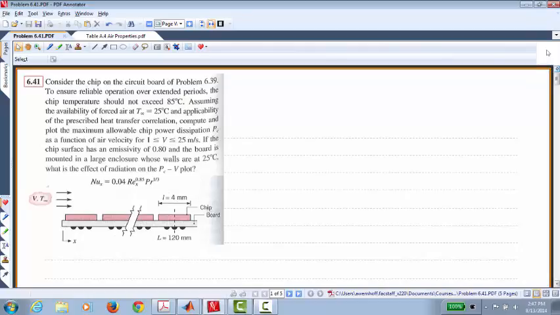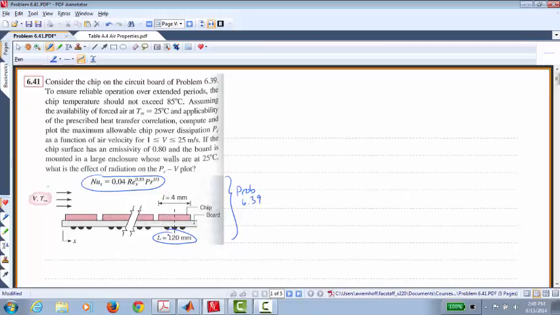This is problem 641. In this problem we're looking at a chip on a circuit board, and it refers back to problem 639. You see down at the bottom here, this is taken from problem 639, where you can see you have airflow going over the chip with the prescribed Nusselt correlation. Notice that Nusselt is a function of x, and x is the distance from the beginning of the circuit board out to the position L of 120 millimeters.